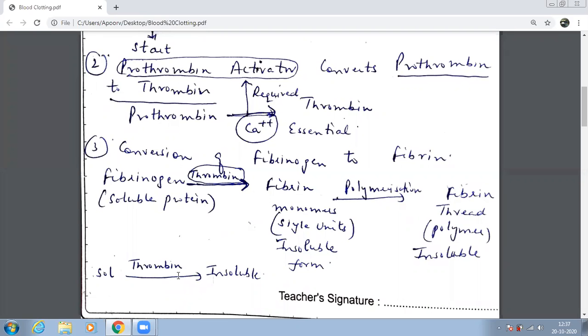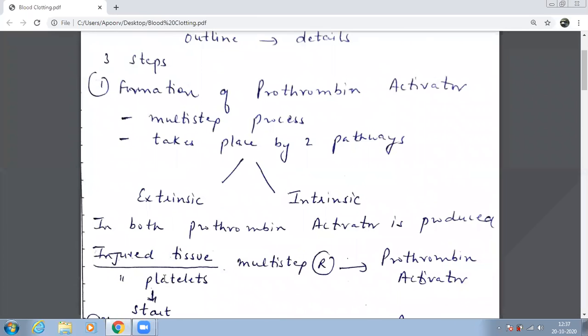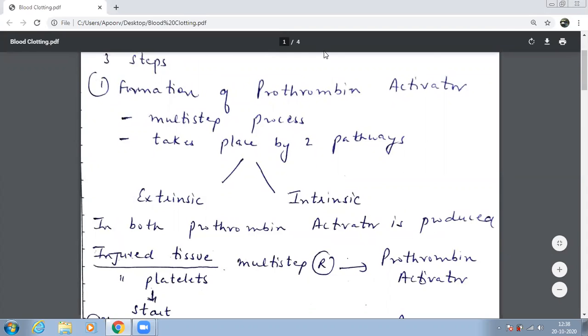So let us very quickly revise the three steps. Then we'll go into a little detail about this. What was the first step in blood clotting? Formation of prothrombin activator. It takes place by two pathways. What are the two pathways? Extrinsic and intrinsic. Whether it follows the extrinsic pathway or the intrinsic pathway, in both cases the final product is what? Prothrombin activator. Yes, prothrombin activator. It's a cascade reaction, so this product will continue. It will go into the next step.